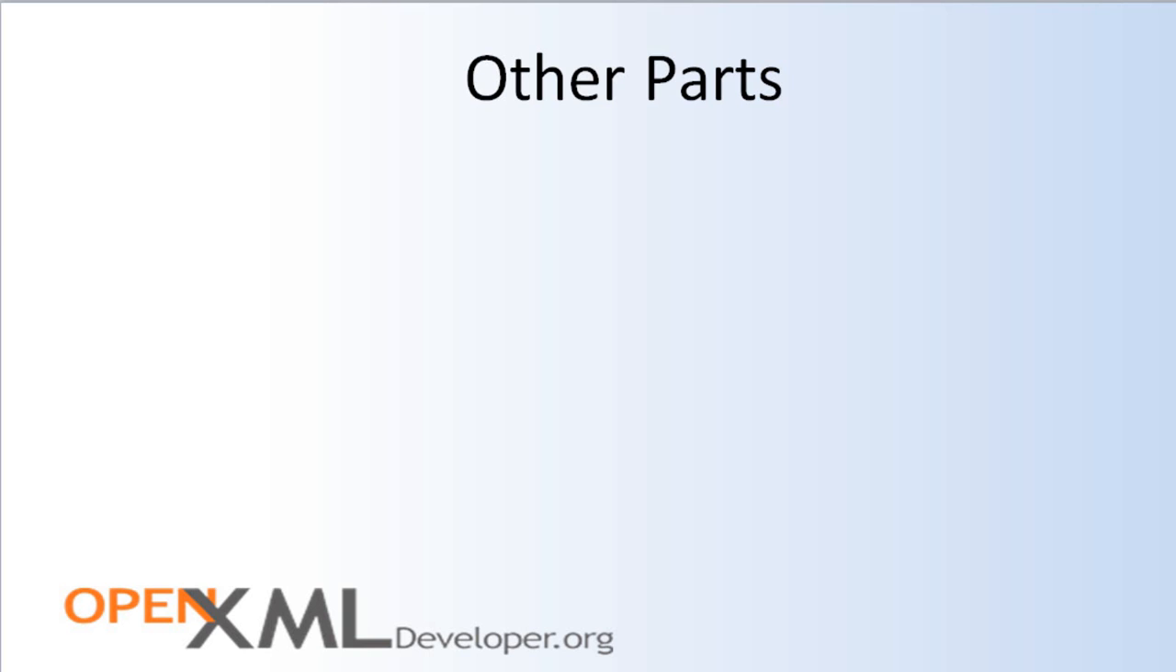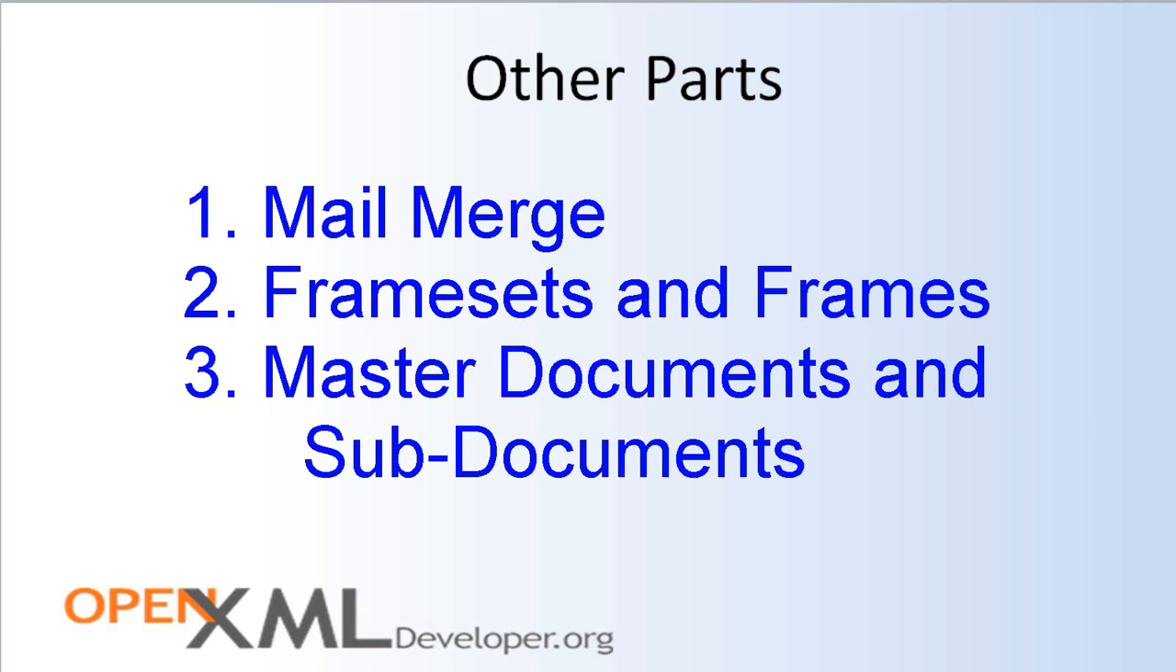There are three other varieties of parts that I'm going to touch on very lightly here. There are MailMerge parts, there's frame sets and frames, and master documents and sub-documents. The MailMerge parts contain the information that is set up when you use Word to do a mail merge. So when you use Word to do a mail merge, you import some data source and you are mapping that data source into particular fields in the document, and then you do a generation of all of the documents from that mail merge information. And the information to do that mail merge is stored in the MailMerge parts.